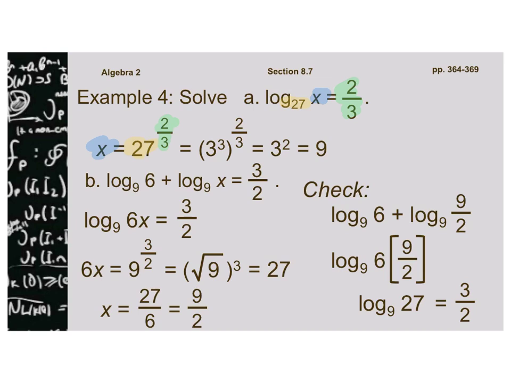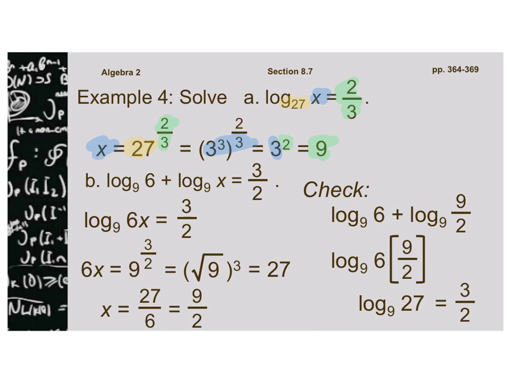X is equal to 27 to the 2/3. Well, I know that the cube root of 27 is 3. So that gives me the 3. And then I square that, and I get my 9. Answer done. That's simple.